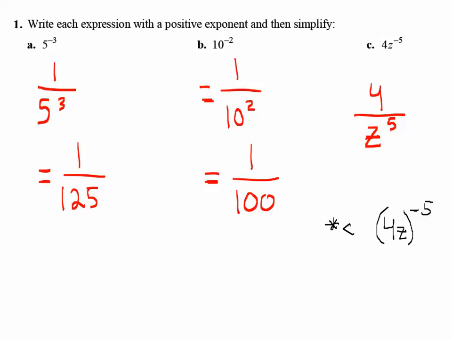Now connected, because they're in parentheses, now the 4z has to go down to the bottom. And all that has to be taken to the 5th power. It stays in parentheses still because they're not disconnected yet. But then I got to simplify. So how about I take the 4 to the 5th power now? And z to the 5th power.